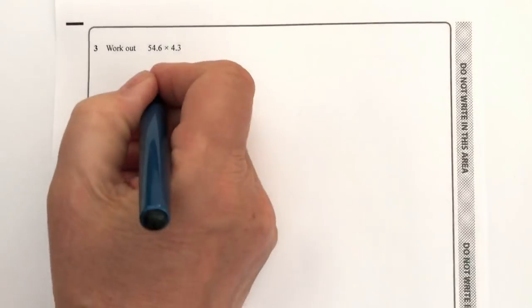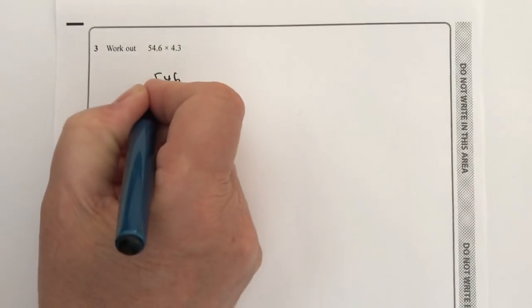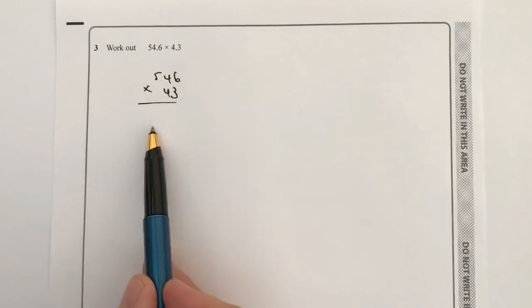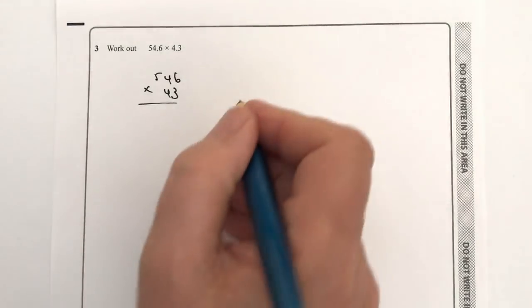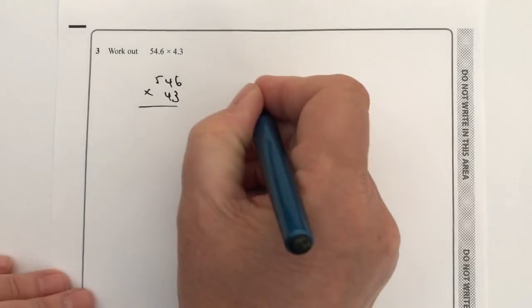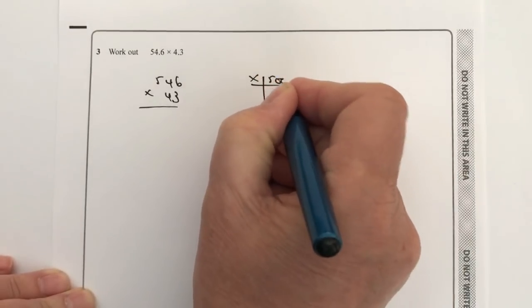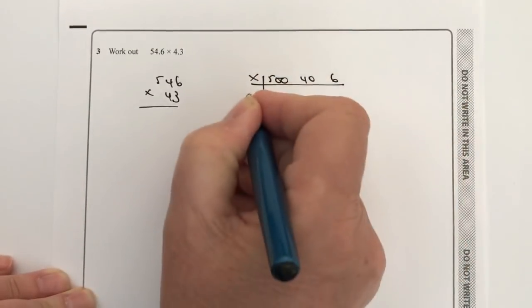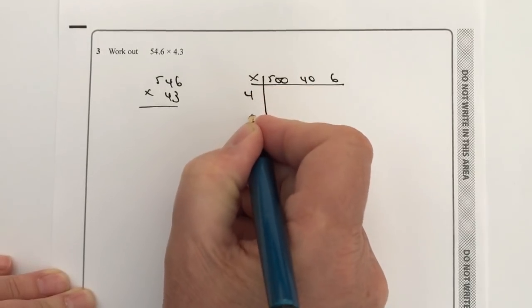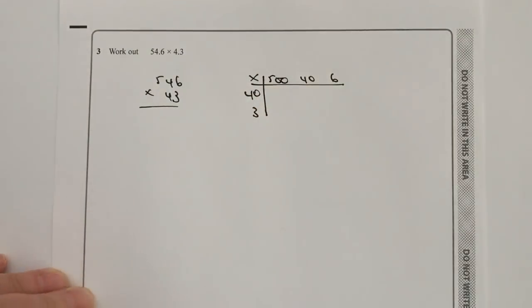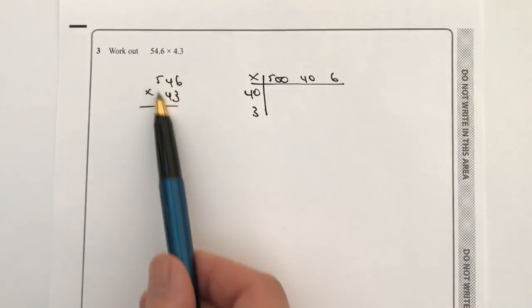Okay, you need to really get into the habit of putting in the decimal point after you've done the calculation. So however you do it, what you should be doing is doing 546 times 43. You can either do that as that kind of algorithm, or sometimes I see people using this kind of partitioning thing where you've got 540 and 6, and then you've got 40 and 3. Remember, what I'm doing is I'm just multiplying it without the decimal point.